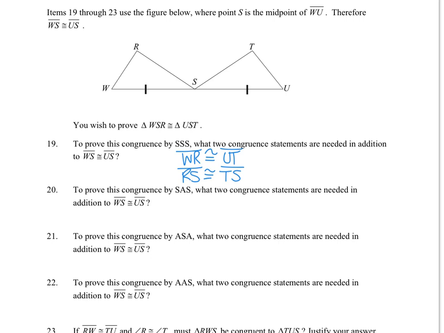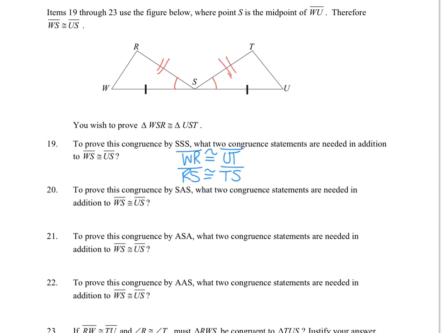All right, number 20 says to prove this congruent by SAS, what two congruent statements are needed in addition to line segment WS is congruent to line segment US? There's two different ways that we can do this. Since we've got one side, we can either use SAS with the angle to the right of it and the side to make that the included angle, or we can do the angle to the left of it. So let's look at first at this scenario.